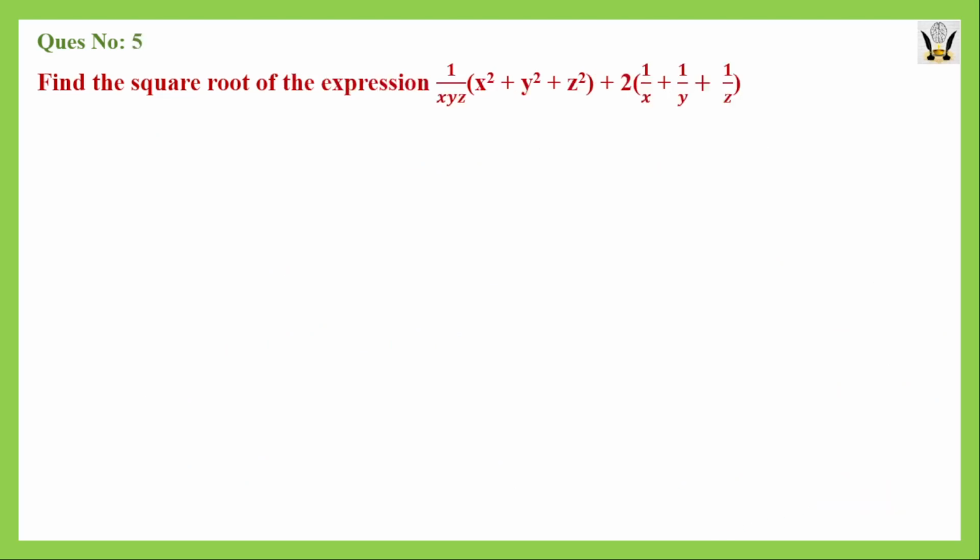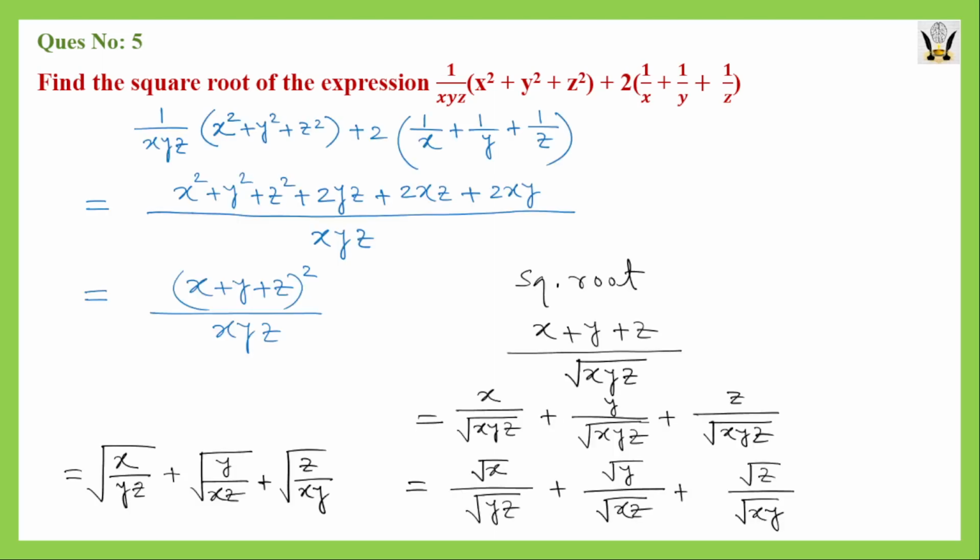Now the next one and the last one of this class, find the square root of this expression. So again we will not be applying the long division method. So what we will do is we will simply take the LCM and we will simplify. So here we have x, y, z in the denominator. Here we have x, y and z. So if we take the LCM, it will be x, y, z.